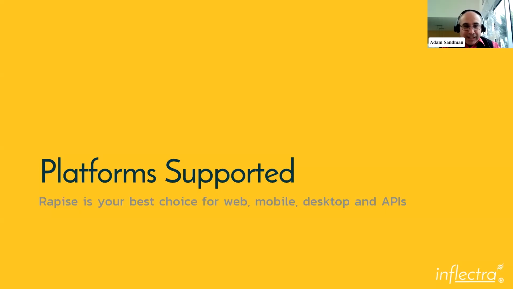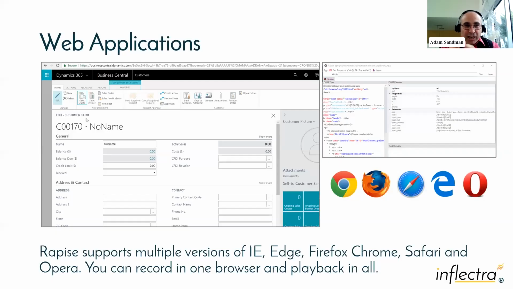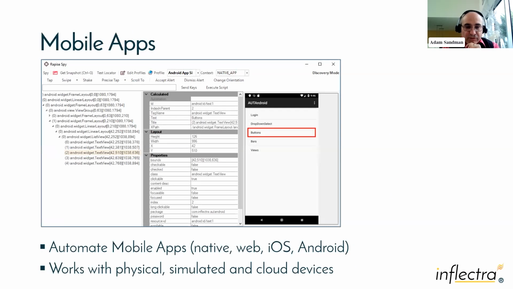So before we get into the demo, just to mention some of the platforms as well as the features, we have robust support for all the major web platforms. We can do the different browsers that I mentioned, i.e. Edge, Firefox, Chrome, and Safari. You can record in one, play back in the other. That's an example of Dynamics 365 that you can see there. We can do mobile apps, both physical and virtual, both native and mobile web, iOS and Android.